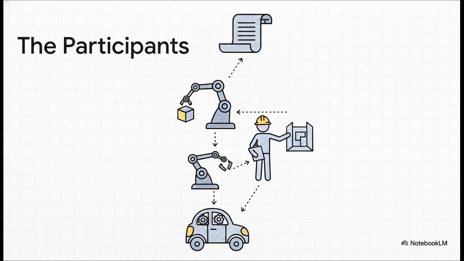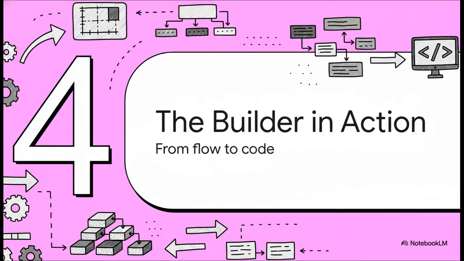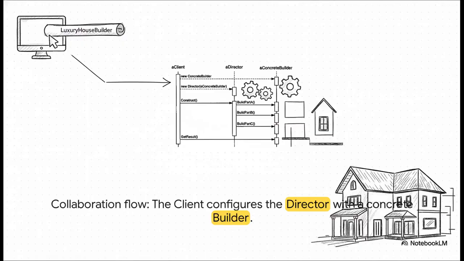The director is the project manager, the one making sure everything happens in the right order. And of course, the product is the finished house itself. All right, enough theory. Let's see how this all comes together in a practical workflow. We'll look at how these parts all collaborate, and more importantly, what this looks like in modern code that you'd actually write. This diagram shows the whole dance perfectly.